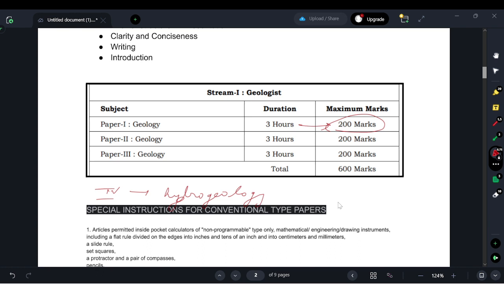Any geology student can attend any or all of these 4 papers. Or if you don't want to attend the hydrogeology part, then it is okay for you to attend these 3 papers. You will not get any negative mark for not attending the hydrogeology paper. Okay, so suppose a person is only interested in GSI, they only have to attend these 3 papers. But if you want to join the CGWB also, then you have to attend all 4 papers. Okay, so we have 4 papers now.